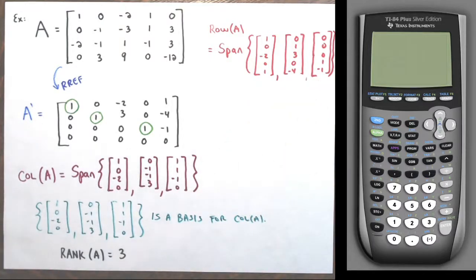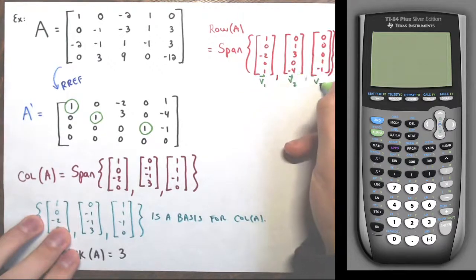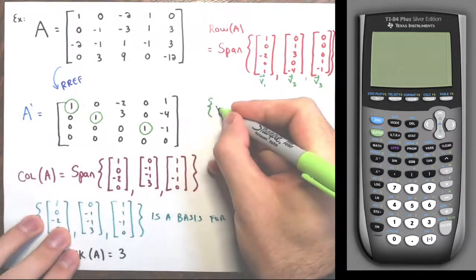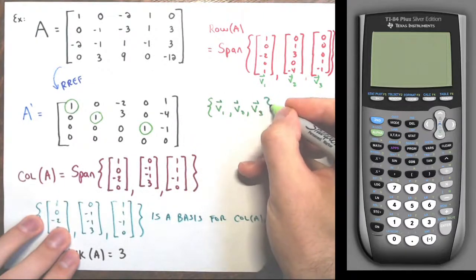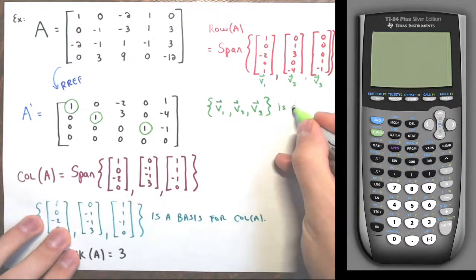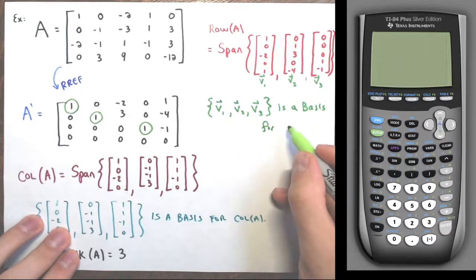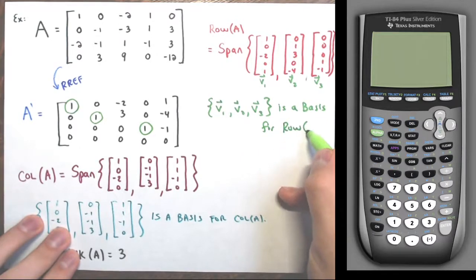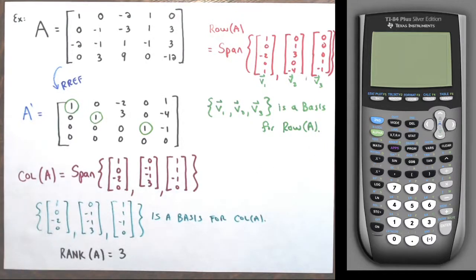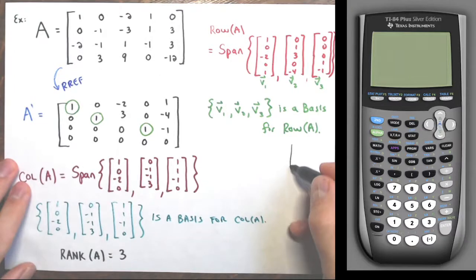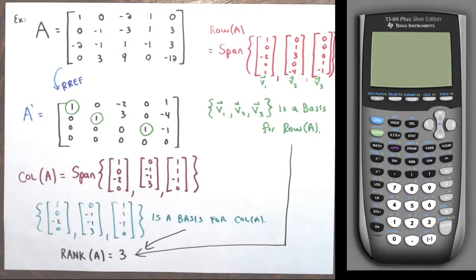I'm just going to abbreviate this. Let's call this vector 1, vector 2, and vector 3. So the set with vector 1, vector 2, and vector 3, as written up there, is a basis for the row space, or the column space of A transpose. The row space of A, or the column space of A transpose, same deal. And then finally, because there's 3 in there, the rank of A is 3.